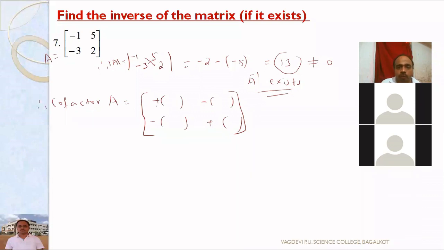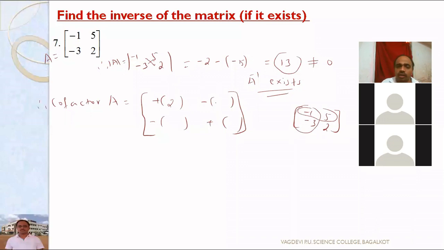Now tell me the first row, what will be the minors and cofactors? Already I have written plus. You have to delete the row and column. I will write the matrix once again for understanding. What is the matrix? Minus 1, 5, minus 3, 2. Put your fingers like this. For the first element, put the finger on the first row, first column. Delete the first row and first column. If I delete this row and this column, which number is left? We are left with the number 2. So when you delete the first row and first column, we are left with only one number, that is 2.